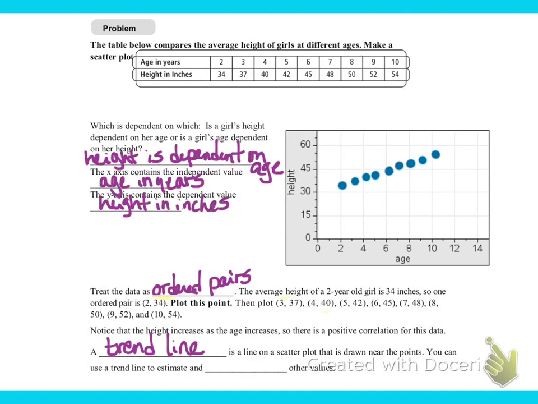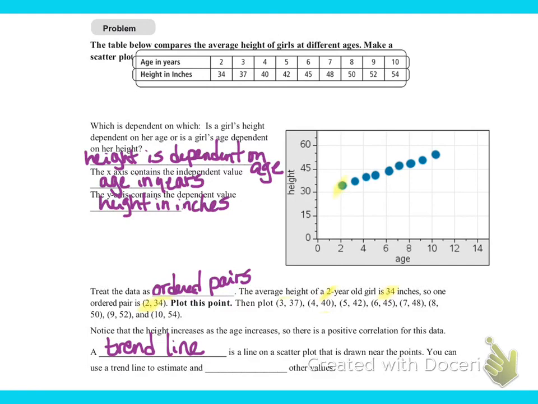So what we're going to do is graph this data. I've already graphed it here in the coordinate plane from the table. I treated the data as ordered pairs. Again, ordered pairs are points. The average height of a 2-year-old girl is 34 inches from our table, so one ordered pair is (2, 34). And I plotted this point right here.